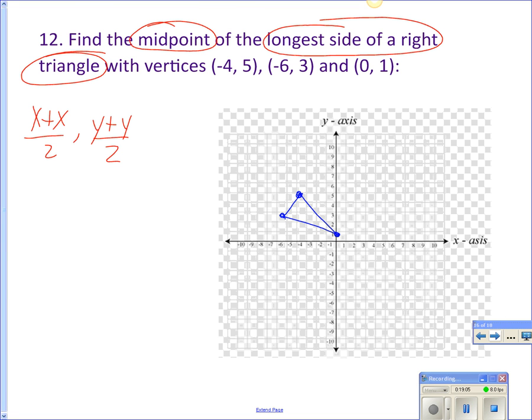All right, so the longest side is this one right here in red. Y'all agree with that? That's the longest side. So what point is this right here? Negative 6, 3, and what point is this? So I can mark out the negative 4, 5. I don't need that one. All right, Faith, what's going to go in for my 2 x's? I got to label my points. What goes in for the 2 x's? Good, so negative 6 plus 0. I know what goes in for the 2 y's.